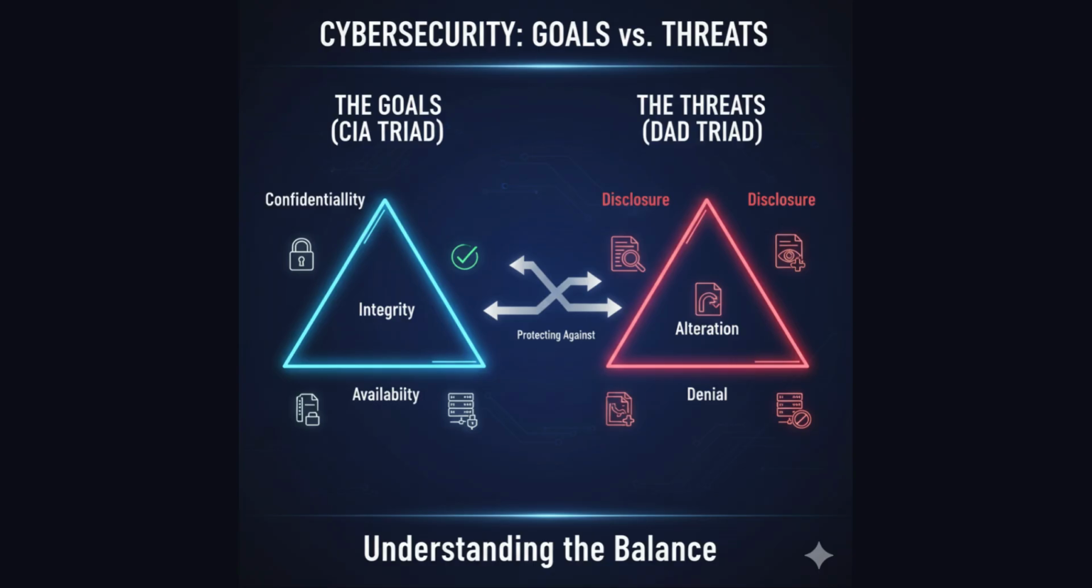A, alteration. If we fail integrity, we get this. This is the threat of information being unauthorizedly modified or corrupted. It directly attacks integrity. If a hacker changes a financial record to steal money, that is alteration.